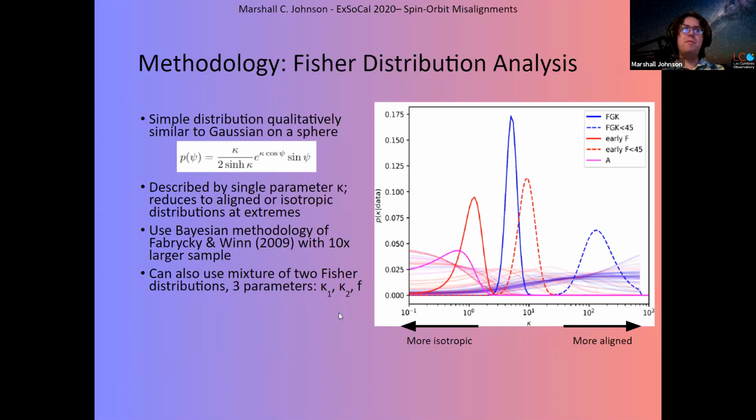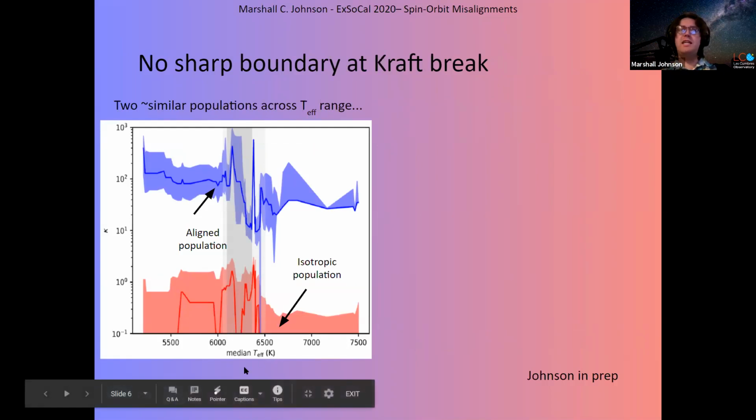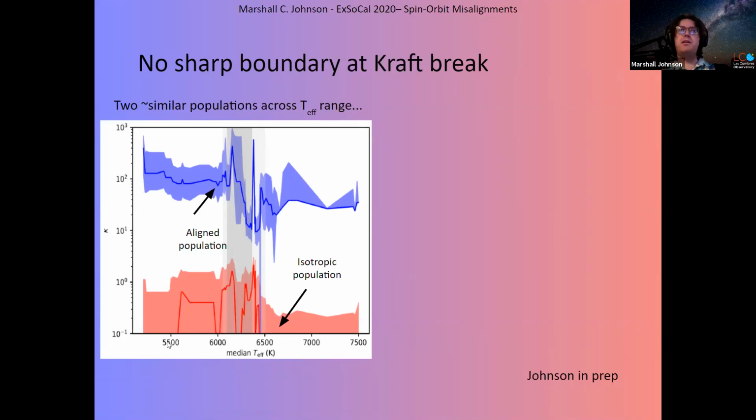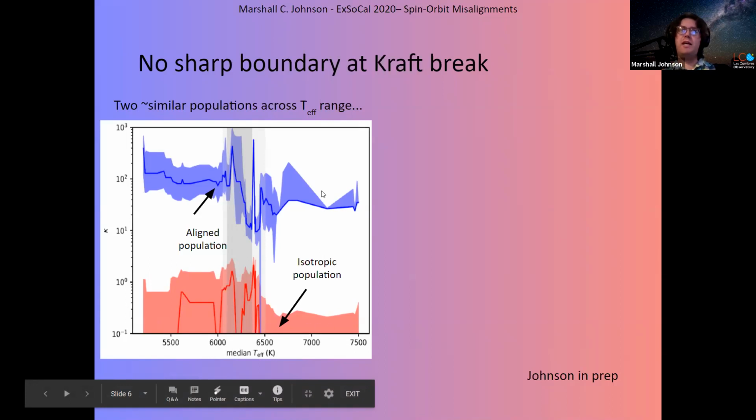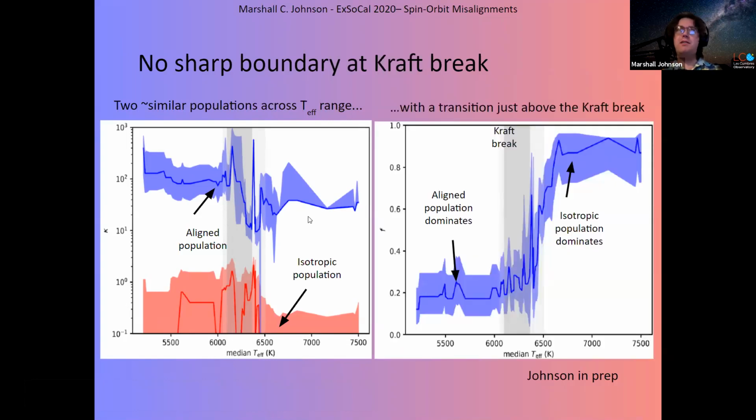And then I can also do a mixture analysis of two Fisher distributions. What I'm showing here is that I basically take running bins of 20 planets in effective temperature to see how the population changes as effective temperature changes. And this is actually consistent with the entire population of hot Jupiters being drawn from a more or less isotropic population and a more or less aligned population, whose parameters don't change that much over the effective temperature range spanned by the observations. But what changes and causes the pattern that I showed earlier is the fraction in these two populations.